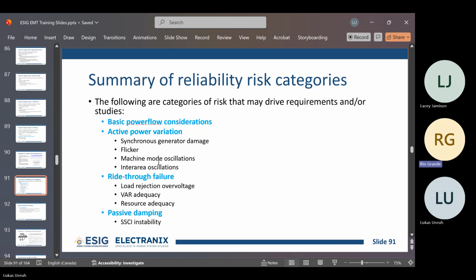And then some other considerations like resource adequacy and reactive adequacy for ride-through failure. The last category here, passive damping, so SSCI instability or SSTI instability. So very similar to the previous SSO conversation. These are huge IBRs on the system, effectively, or not resources, but inverter-based devices, let's say, and they can be susceptible to SSCI in the case of a series compensating system, or they might be destabilizing a torsional mode as well, just by nature of their damping characteristic, right?